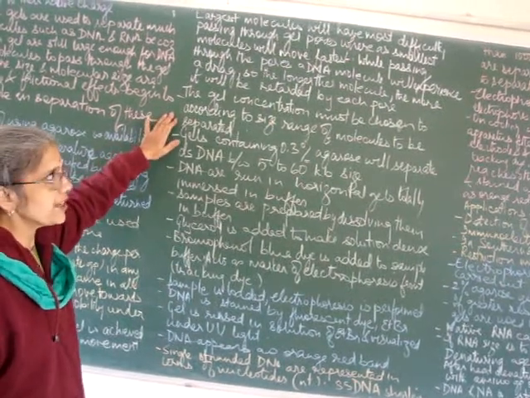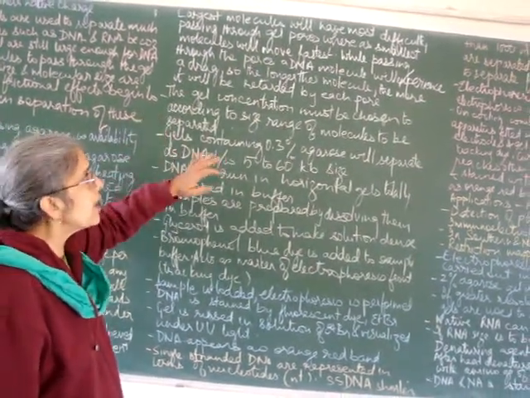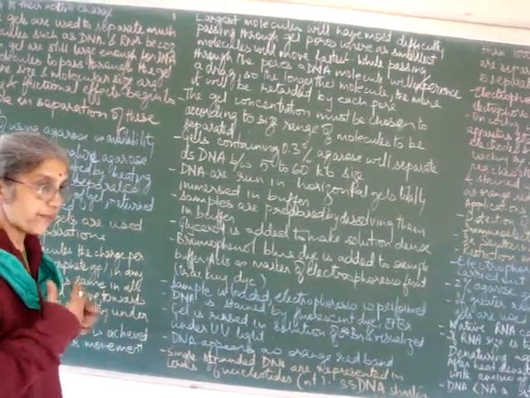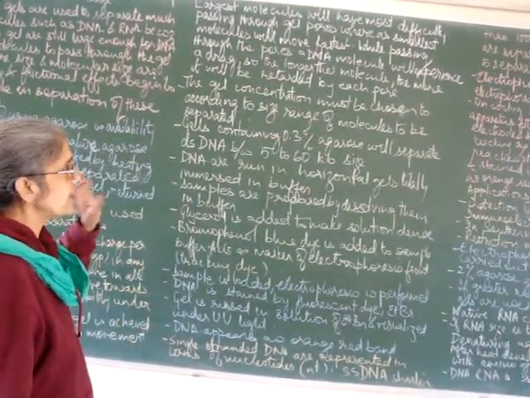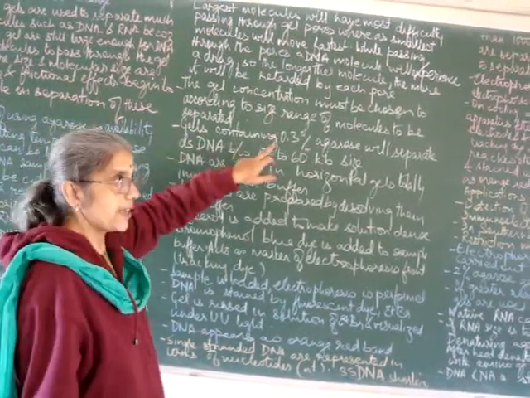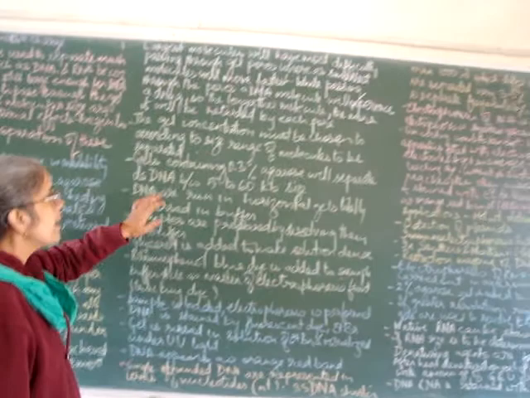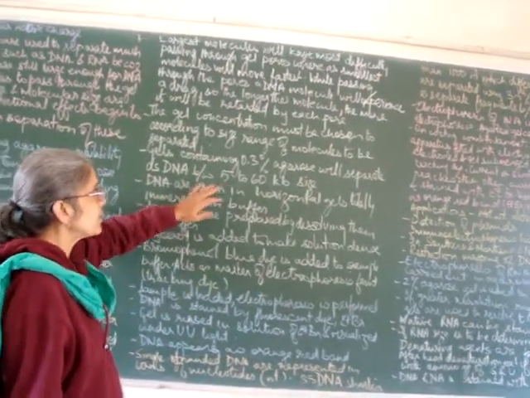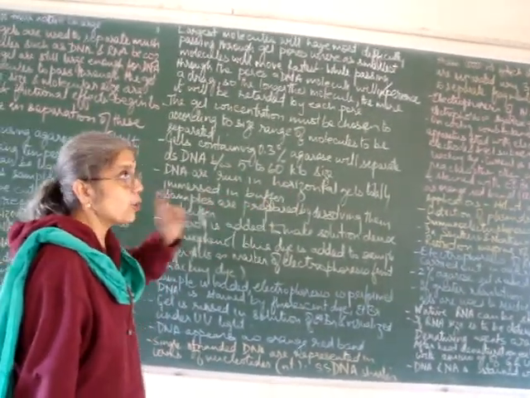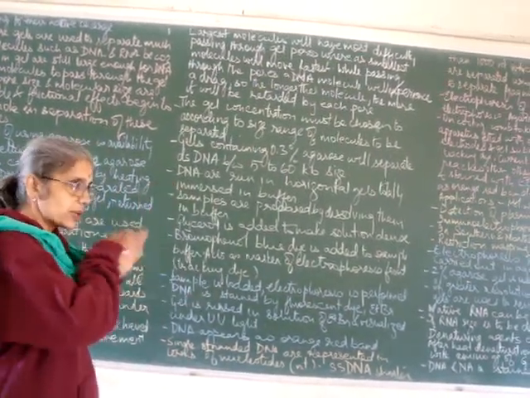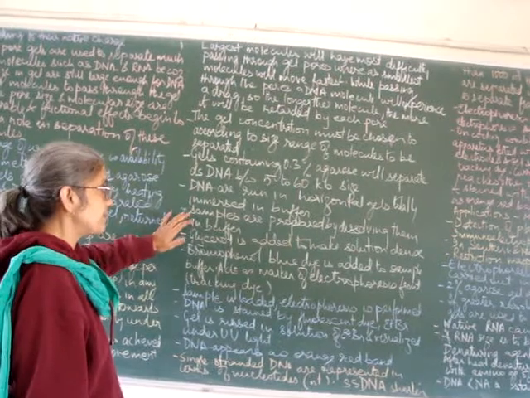The gel concentration must be chosen according to the size range of molecules that we want to separate, because different concentrations will form different sizes of pores. Gels containing 0.3% agarose will separate double-stranded DNA with a size between 5 and 60 kilobase pairs. DNA is run in horizontal gels totally submerged in buffer solution.